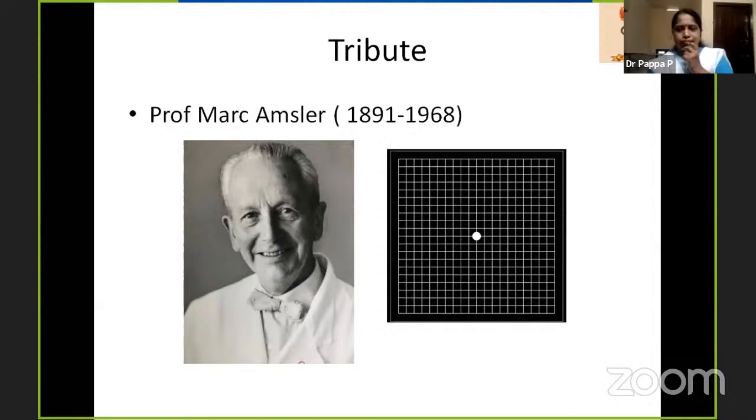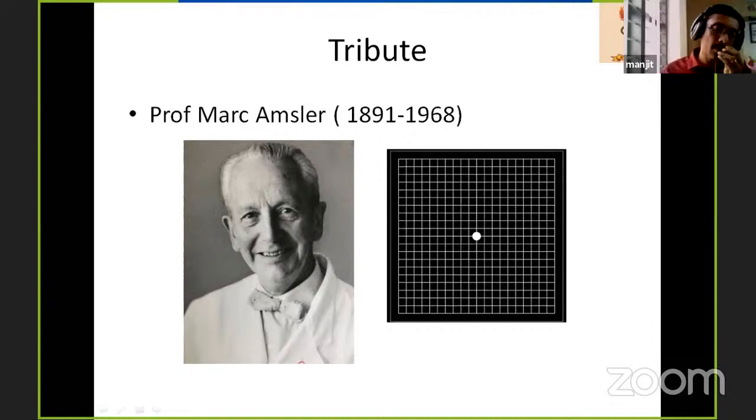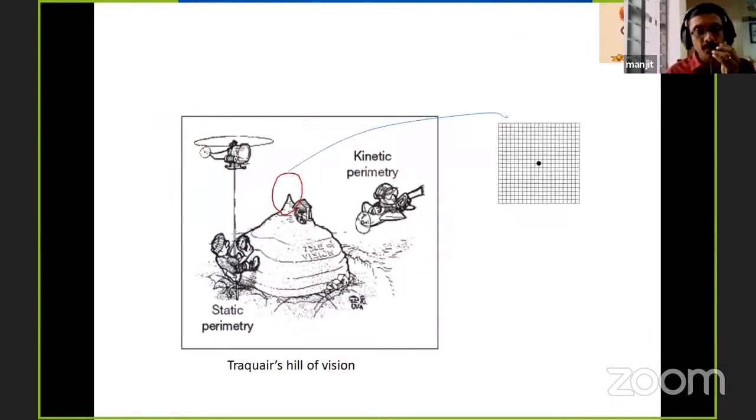My talk is on the Amsler grid. This Amsler grid was devised by Professor Marc Amsler in 1945. He was a Swiss ophthalmologist. What we test with the Amsler grid is only a part of the visual field, around 20 degrees. This classic picture is the Traquair hill of vision surrounded by the sea of blindness. With this technique, we are testing only the tip of the hill.